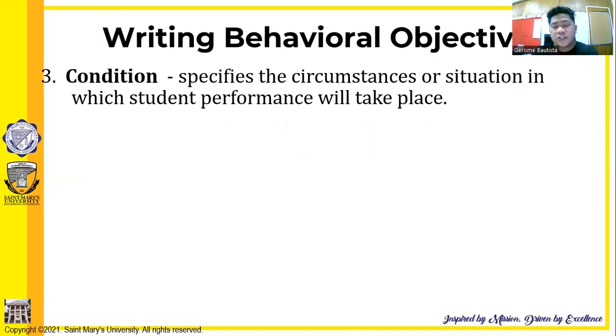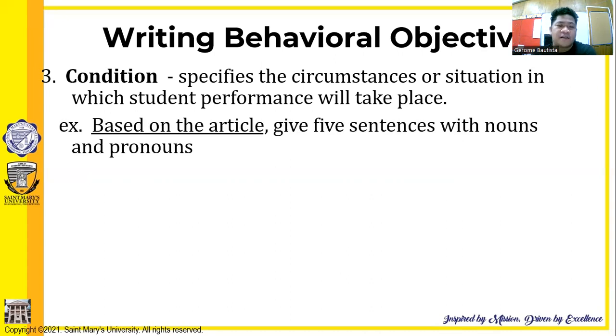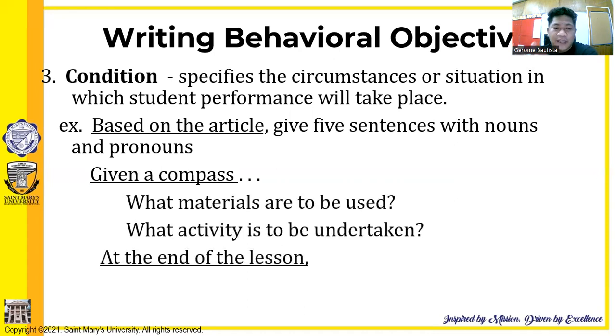The third component is condition. It specifies the circumstances or situation in which a student performance will take place. If you will notice in my previous lessons or in my previous presentations, I have the words at the end of the lesson, the students should be able to, or you should be able to. The phrase at the end of the lesson is the condition. That is the learning condition, that there is a lesson. We could also have here, based on the article, that's the condition. Give 5 sentences with nouns and pronouns. Given a compass, that would be the condition, or at the end of the lesson, or at the end of the activity. So these are examples of conditions that we state in writing our objectives.